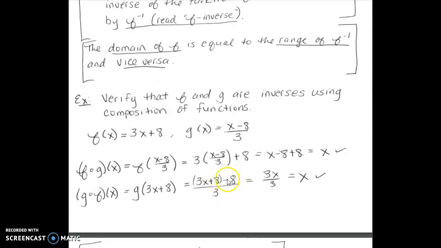So this time we clean up the top first. These 8's cancel out, leaving 3x on the top, divided by 3, then the 3's cancel, and again we get x. When that happens in both directions, then we know that the two functions are inverses of each other.